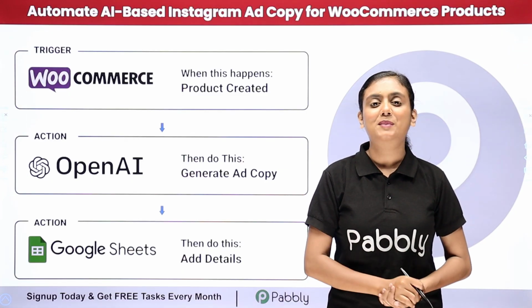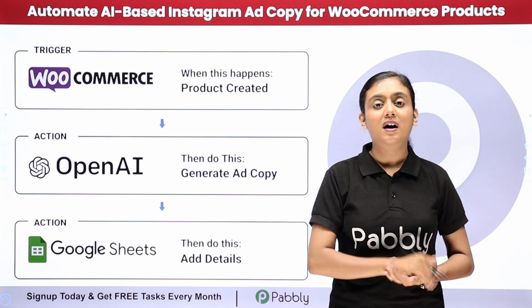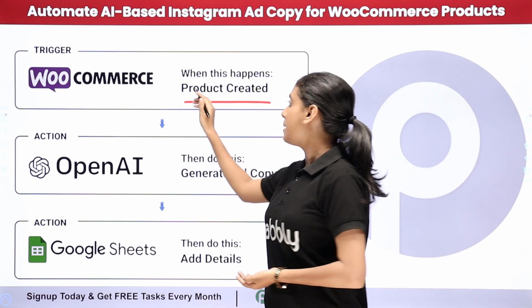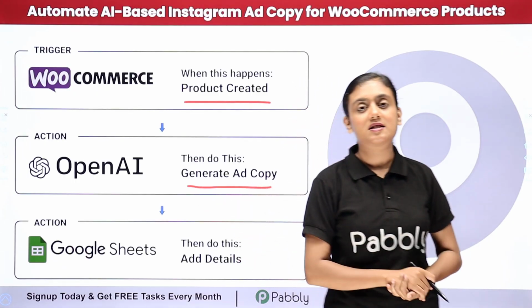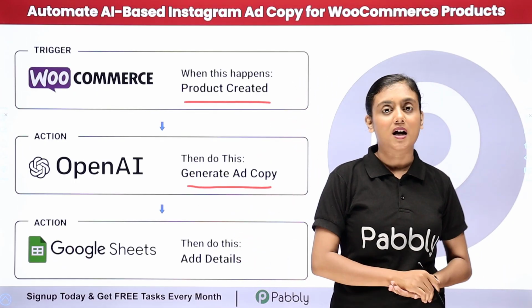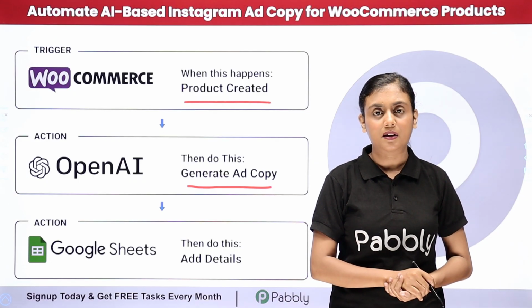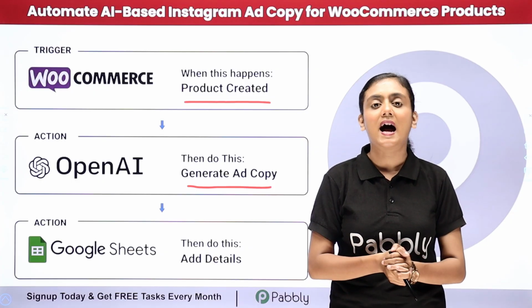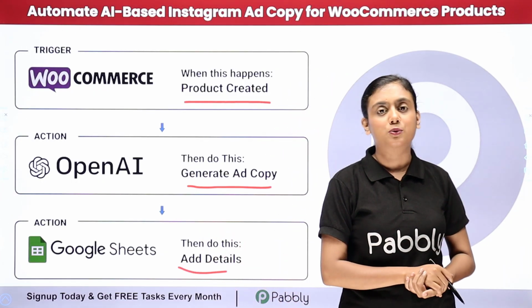So to solve this problem, I have created an AI agent using Pabbly Connect. Now whenever a new product is created on my WooCommerce store, an AI agent automatically generates the Instagram ad copy for that product. As soon as the content is generated, I want to create a systematic record of the product details as well as the ad copy generated. For that, I'm going to add all the details in my Google Sheets.